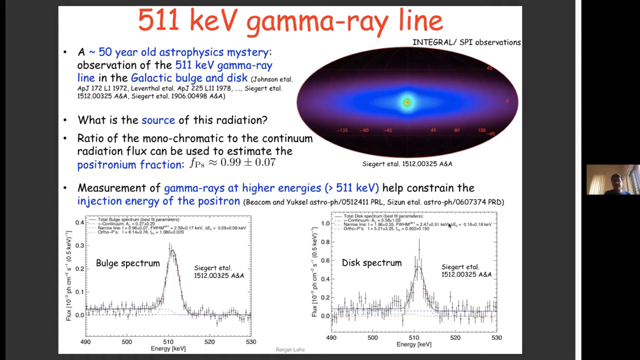And this was done by these papers. In these two plots, what is plotted on the y-axis is the flux, and the x-axis is the energy of the photons. This is the spectrum in the bulge, and this is the spectrum in the disk. As you can see, both of them show bright 511 keV photons, and there is a continuum spectrum, as you can see here. And these are the various fit parameters.